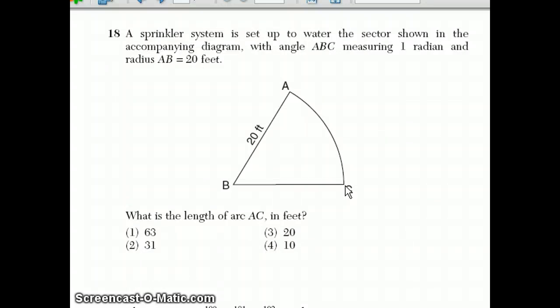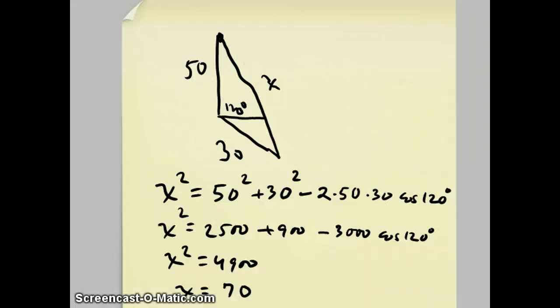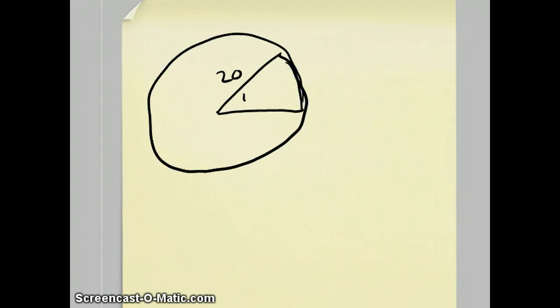Here they want to know how long is the length of the arc AC in feet. And you have AB is a 20-foot radius, and we have a 1 radian angle there. So let's take a look at this. So this is an arc of a circle. If I were to draw the entire circle, it would look like something like that. The long way to do this question would be to find the entire circumference of the circle and then figure out what percent of the entire circle of 360 degrees this angle is. But since this angle is in radians, there is a shortcut.